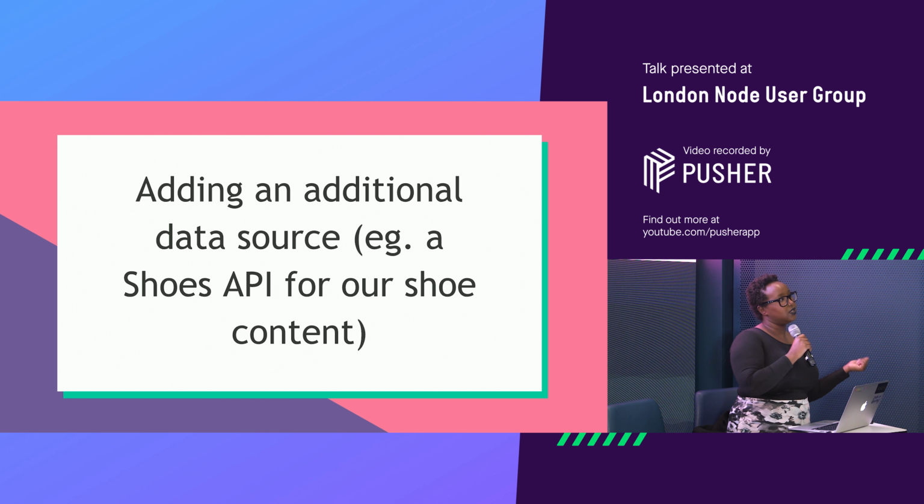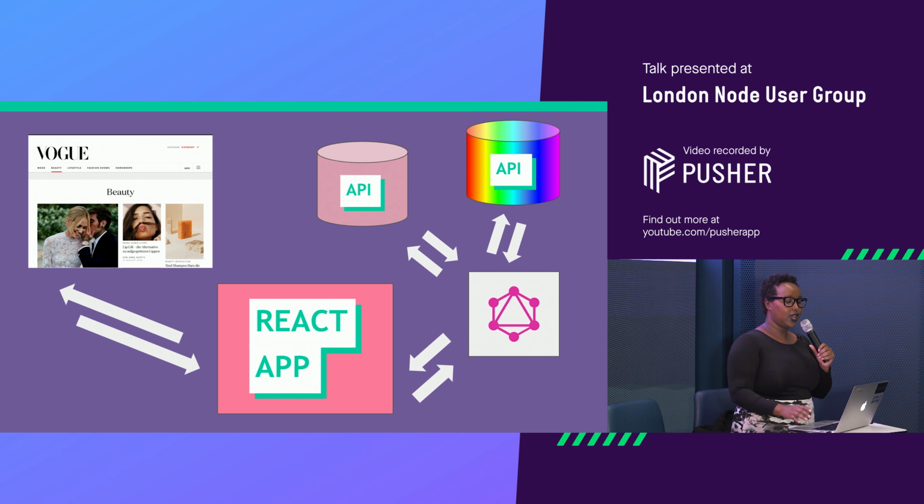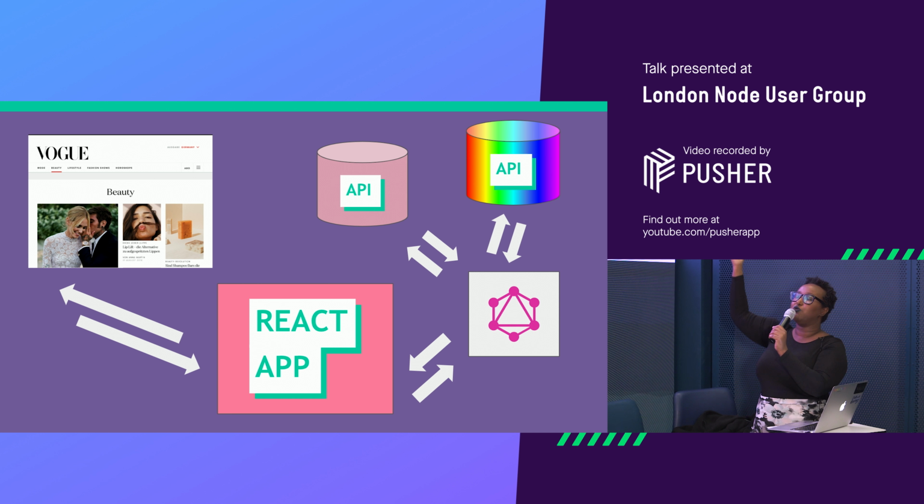Another example is, what if the business says, now in the Vogue website we want to show shoe content, and we need to make requests to a shoe API. How would that look? If we had these two APIs, our GraphQL layer would just resolve those fields from the relevant API. If it was getting shoes, it would go to the Rainbow API and say, give me shoes. And if it was just the normal content, it would go to our CMS and get it from there.